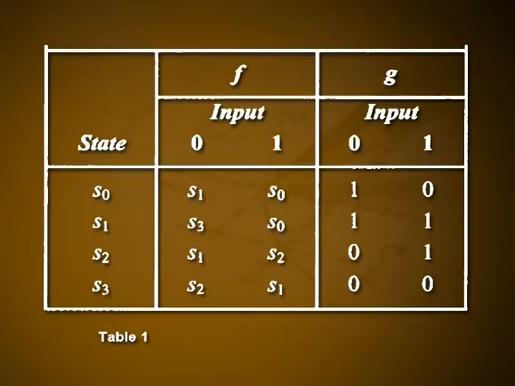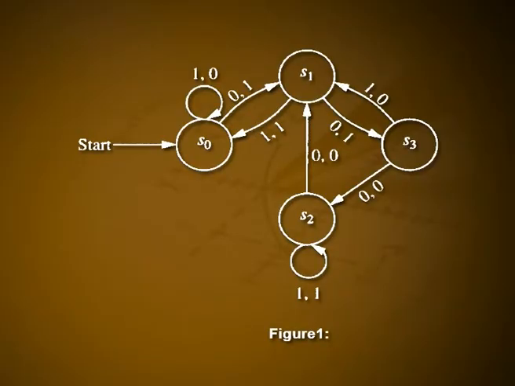Construct a state diagram for the finite state machine with the state table shown in Table 1. The solution is, the state diagram for this machine is shown in Figure 1. In Figure 1 you can see the different states S0, S1, S2 and S3 are represented in circles.